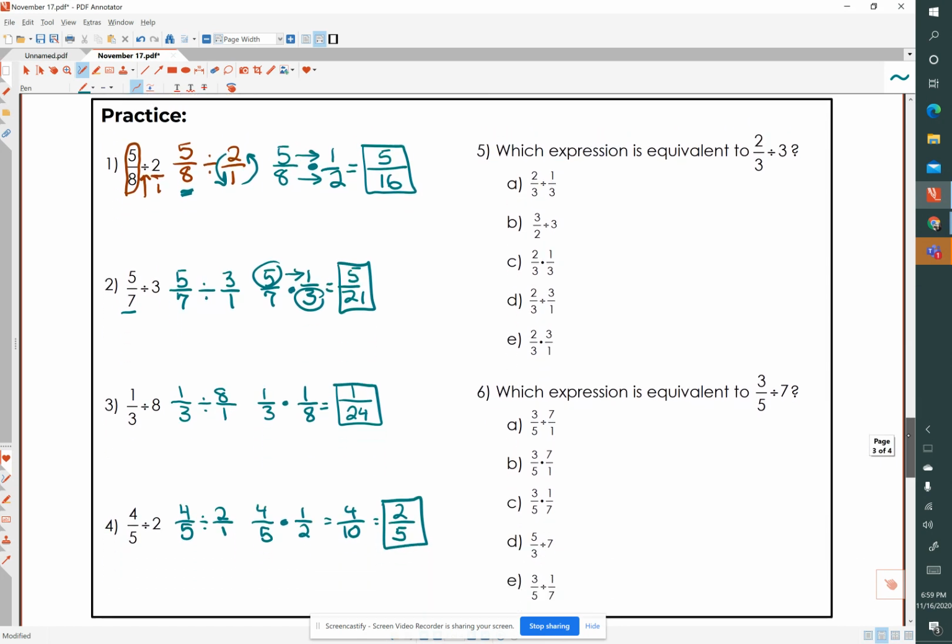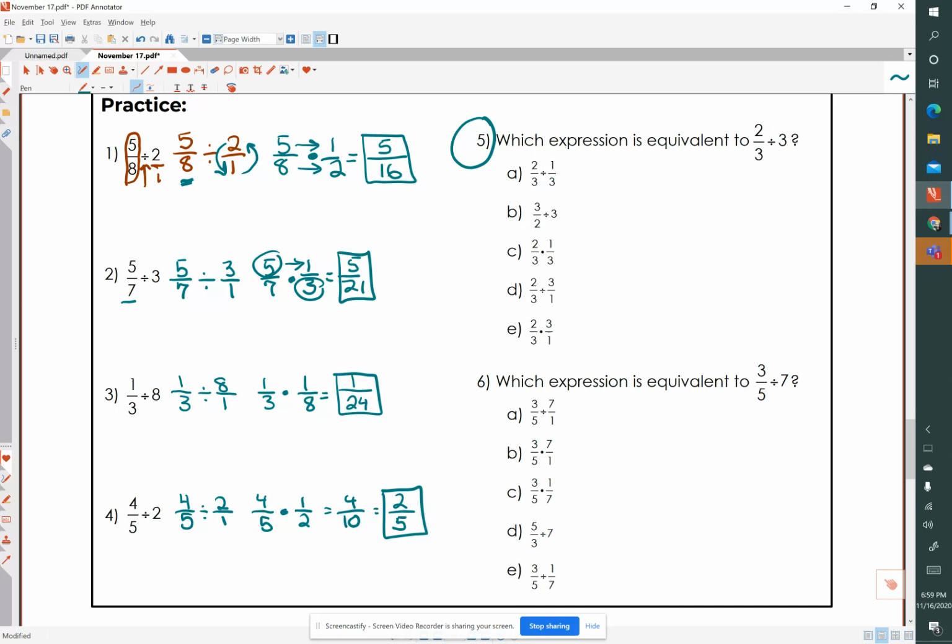Now, on the right side of the page, we are asked for number 5, which expression is equivalent to 2/3 divided by 3? Well, we would do 2/3 divided by 3/1, and then we would rewrite the problem as 2/3 times 1/3. And if I look over here at these solutions, I see that both C and D are equivalent. D is this problem here, and C is this problem here.